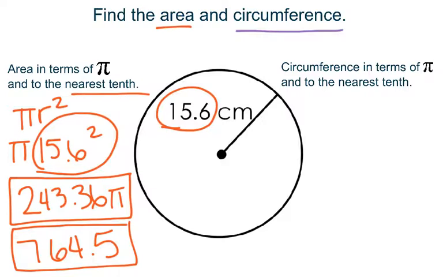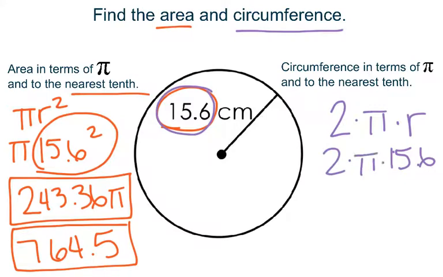Alright, so on the right hand side, we're going to find the circumference, and we're going to find it in terms of pi and to the nearest tenth. So I'm going to have two different answers. So remember that circumference is 2 times pi times radius, and radius once again is going to be that 15.6.